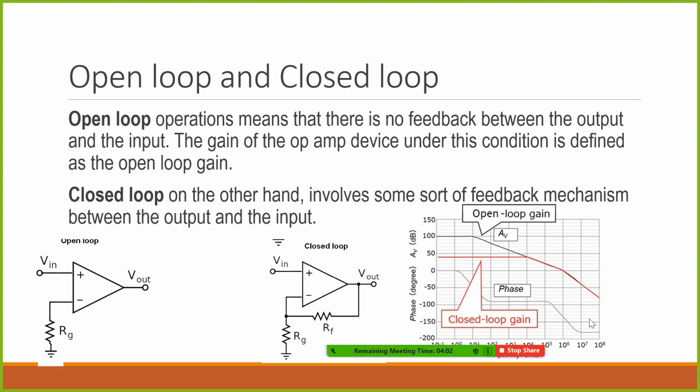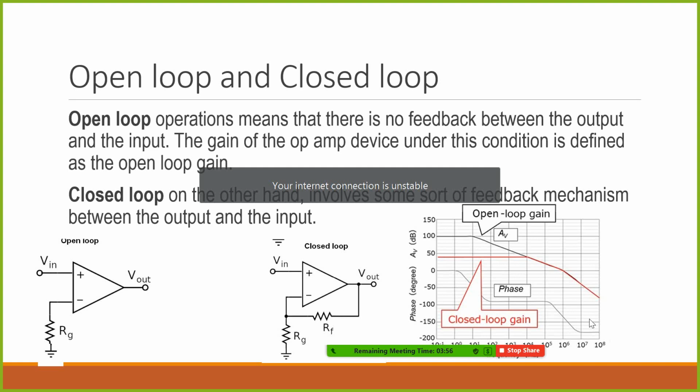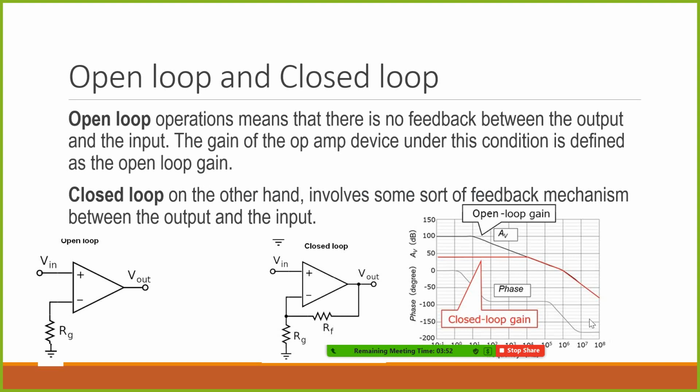We have been talking about open loop gain so far and all of that. Yeah, my internet sometimes is unstable. I see the thing jumping up on my screen, so it is unstable sometimes. I really wonder why these things have to be so challenging sometimes. But yeah.